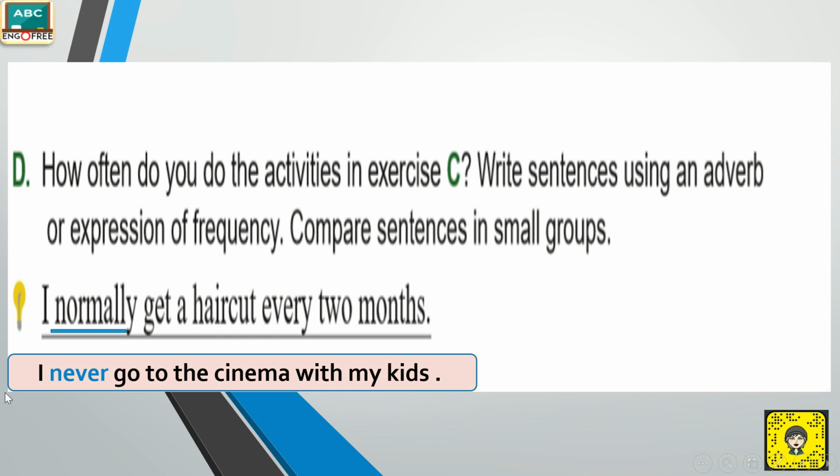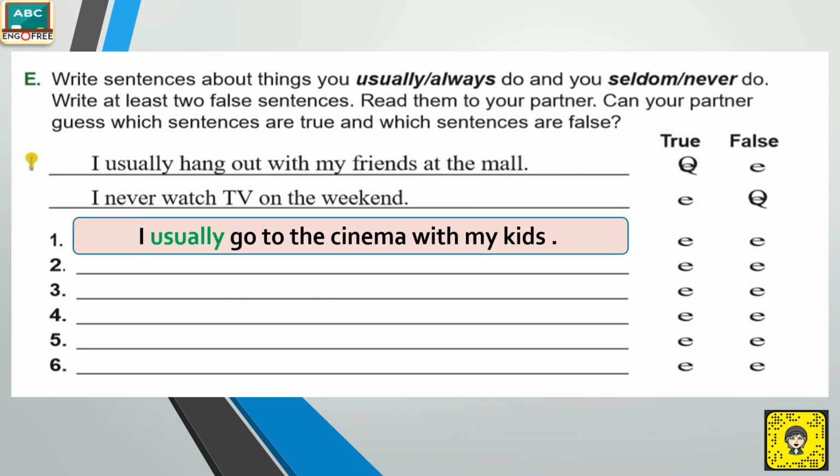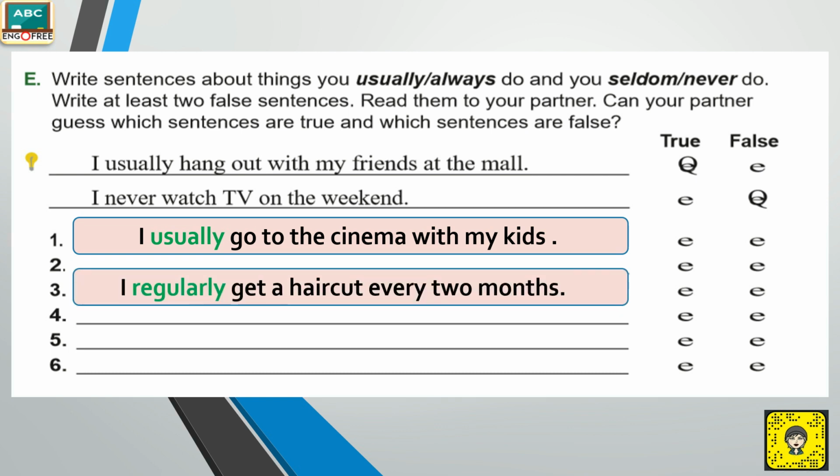Now I will give you these 2 sentences again and I will change the adverb of frequency. We will change the adverb of frequency in the next exercise and you tell me, is it true or false. Number 1. I usually go to the cinema with my kids. Sentence 2. I regularly get a haircut every 2 months. Number 1 is false. Number 2 is true. Of course, I changed the adverb of frequency with other words that may be similar in meaning, like number 2, which you said is true, or it may differ in meaning and you know and tell me it is false.